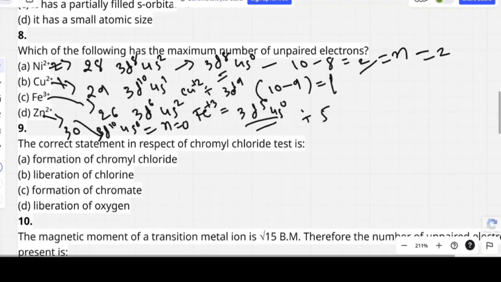Here, which one is highest? Fe3 plus. Which of the following has the maximum number of unpaired electrons? Fe3 plus. It contains 5.